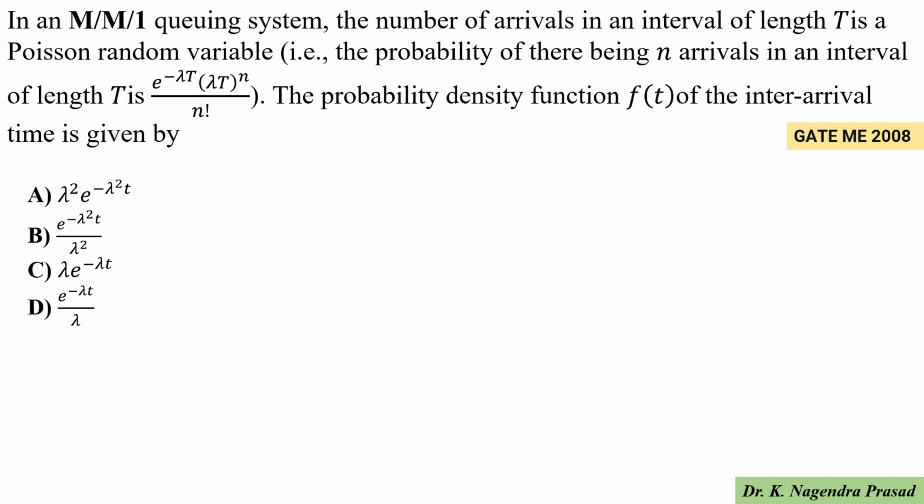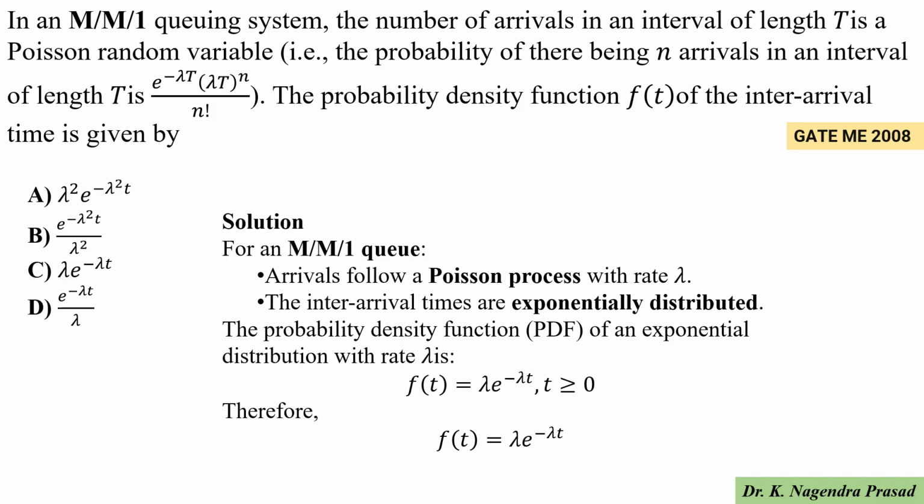In an MM1 queuing system, the number of arrivals in an interval of length t is a Poisson random variable, where the probability of there being n arrivals in an interval of length t is e to the power minus lambda t into (lambda t) whole to the power of n divided by n factorial. The probability density function f of t of the inter-arrival time is given by. Okay, so let's see the solution.